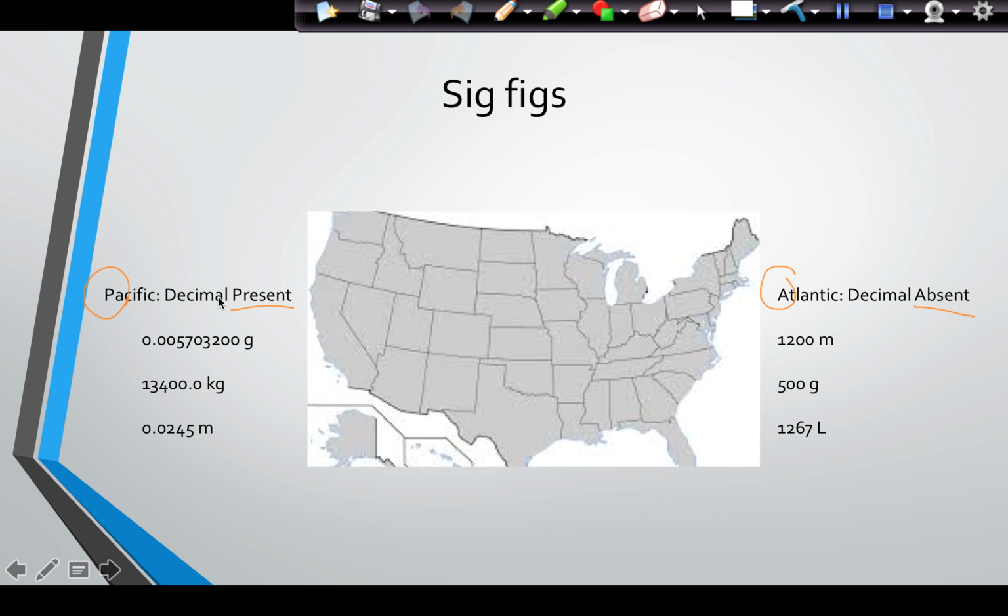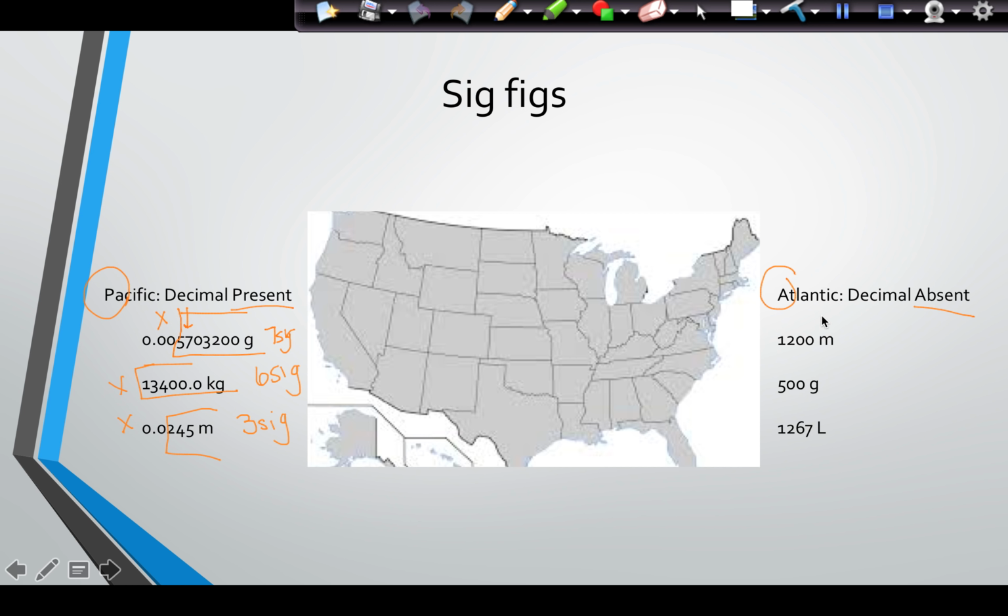When a measurement has a decimal point, it is the zeros prior to the first non-zero digit that are not significant figures here. There are no non-zero digits on the Pacific Ocean side here, right? Pacific, Atlantic. So this has 1, 2, 3, 4, 5, 6 on the Pacific side. So this has 3 significant figures.